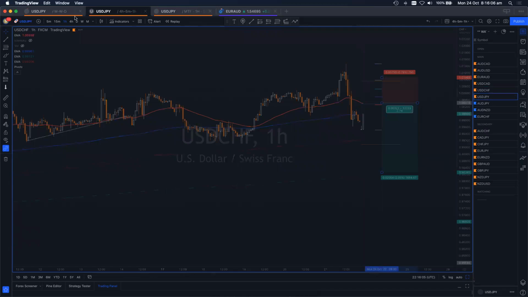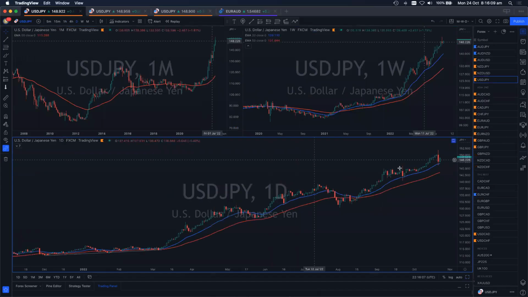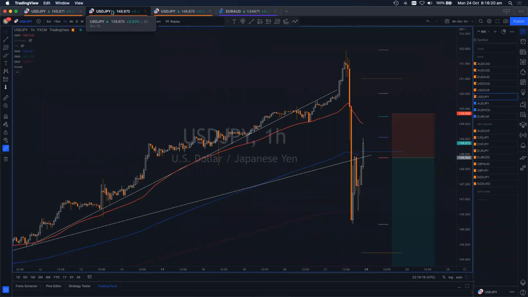Dollar yen. So another yen. Another big move on Friday. Finally, we got a breakdown after all this forever going up. We finally got a breakdown. And it looks like it's doing the same thing as many of the other yen pairs. It's retracing its big breakdown on Friday. So we'll see how that one goes.